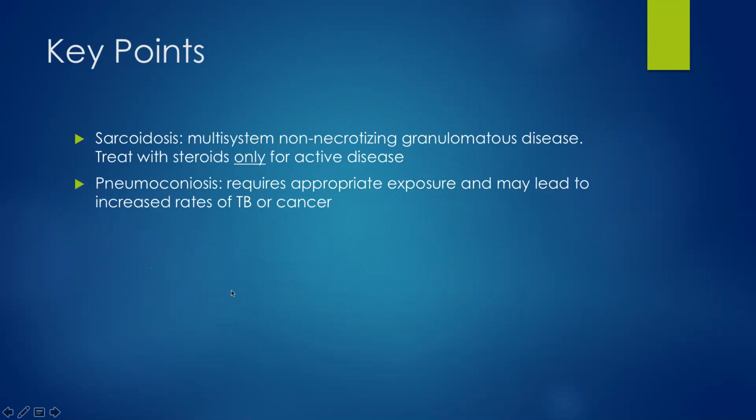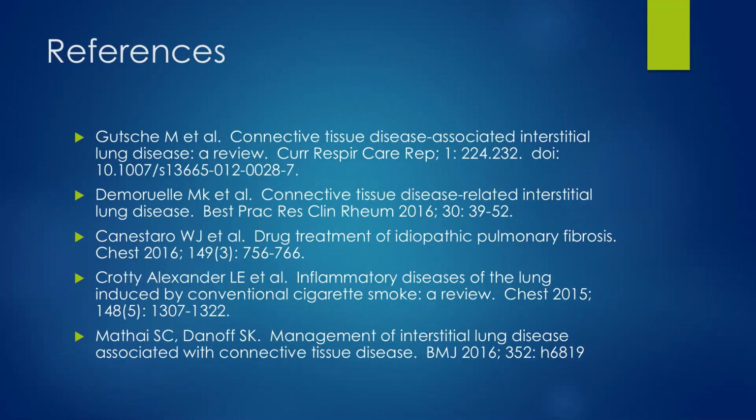Sarcoidosis, just give steroids only if they're active. Please don't put everybody on steroids forever just because they have sarcoidosis. And then depending on what type of pneumoconiosis you're thinking about, remember silicosis, TB, asbestos, coal workers, higher rates of cancer. Okay.